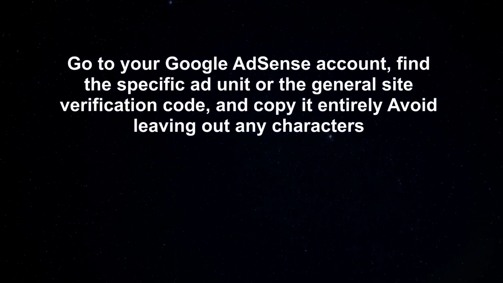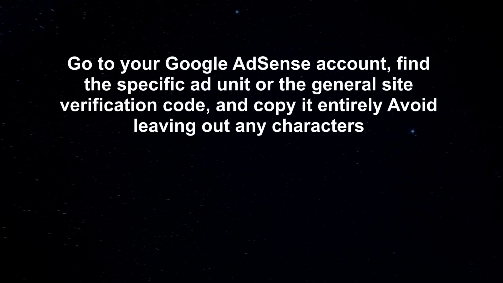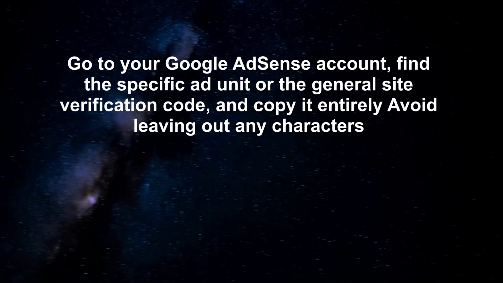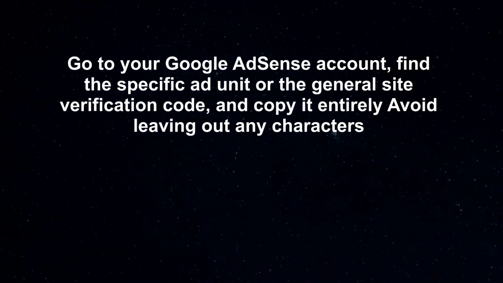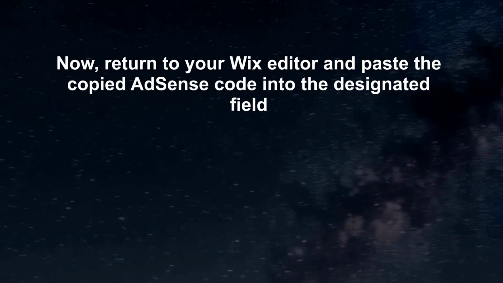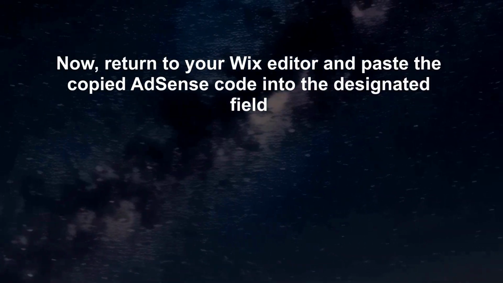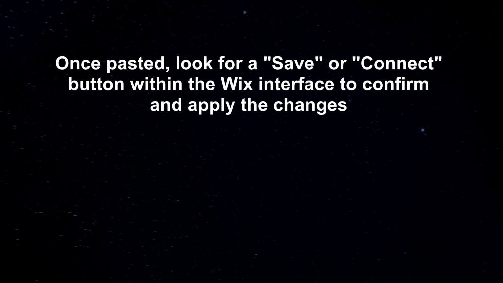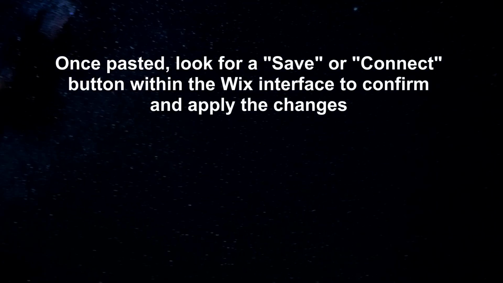Go to your Google AdSense account, find the specific ad unit or the general site verification code, and copy it entirely. Avoid leaving out any characters. Now return to your Wix editor and paste the copied AdSense code into the designated field. Once pasted, look for a Save or Connect button within the Wix interface to confirm and apply the changes.